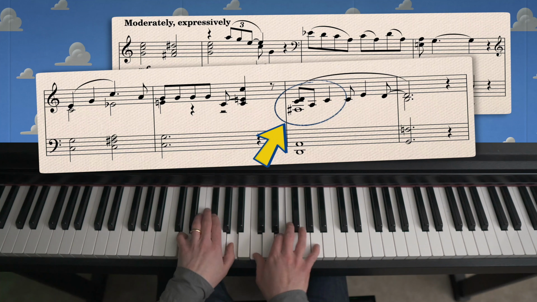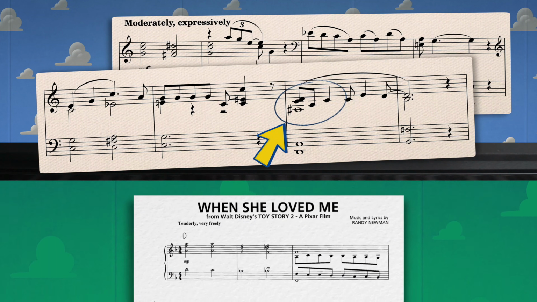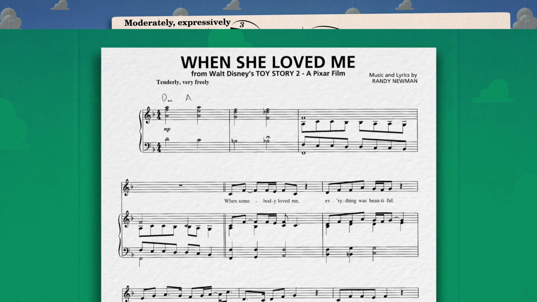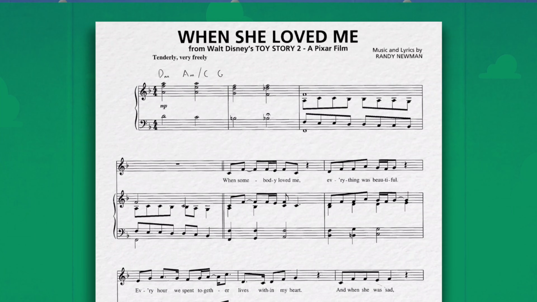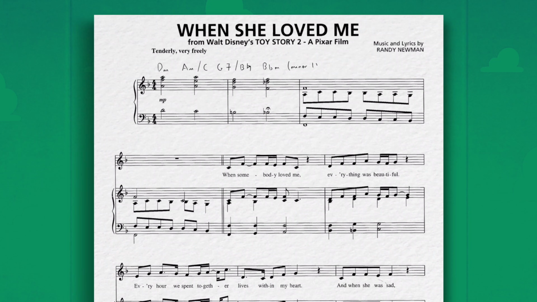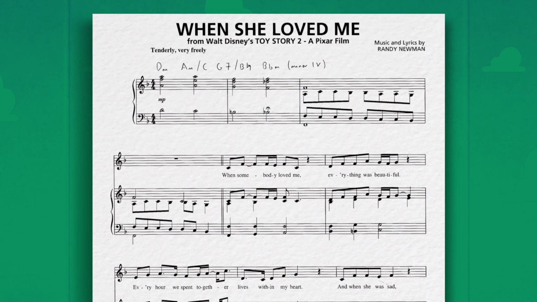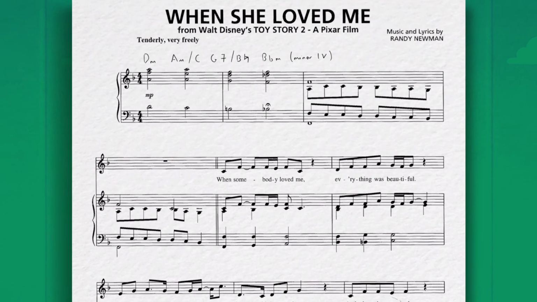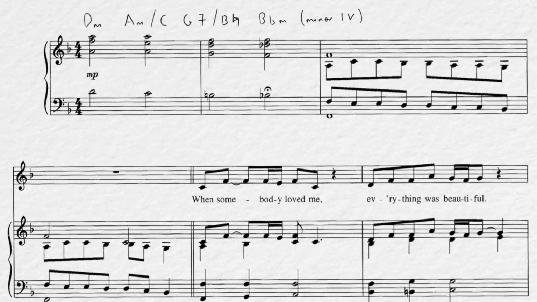Both by Randy Newman. For When She Loved Me, it serves both purposes, and when combined with the minor 4 chord, as in the opening, it provides not only harmonic complexity, but also a depth of emotion that goes way beyond what you can achieve with simple diatonic chords.